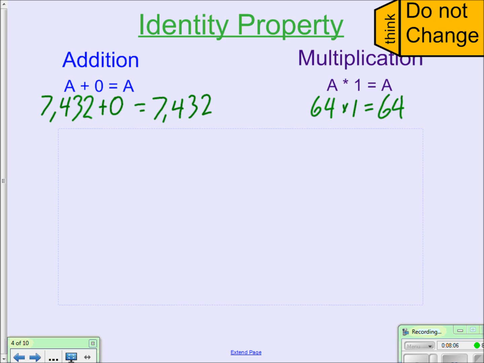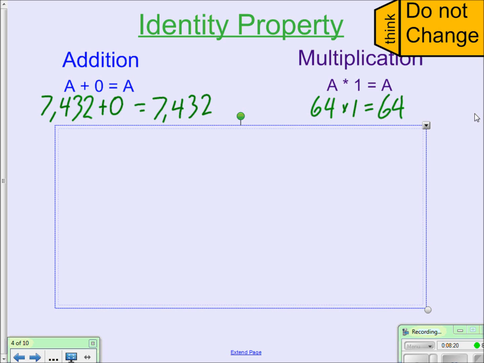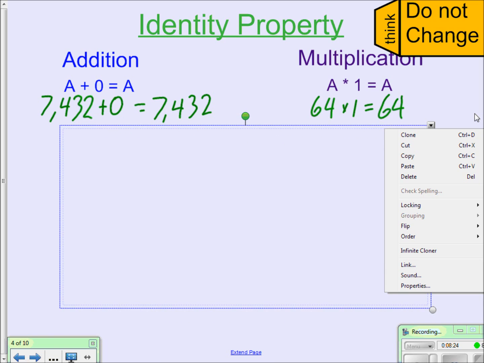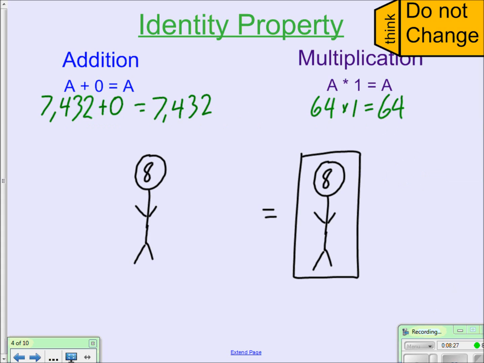So the identity property, you're thinking do not change. So you're going to copy down the words identity property. You're going to write under it, do not change. That's kind of our definition. And then you're going to copy the picture here for our identity property. There's another beautiful picture of people. This time the person's looking in the mirror.